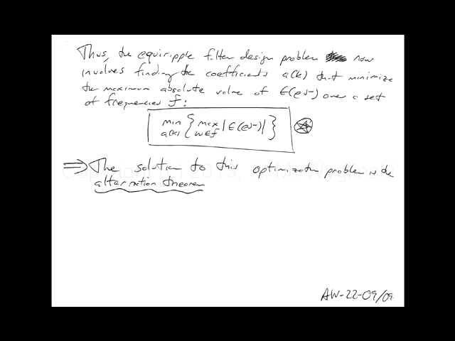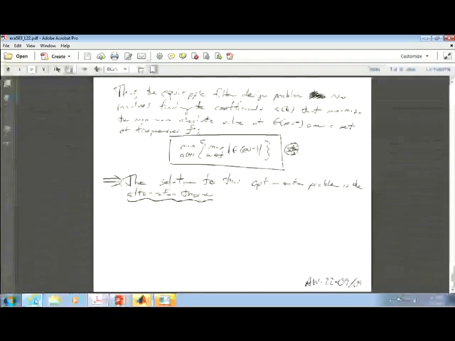So what we're going to look at in lecture 23 is the algorithms for accomplishing this, and that's Parks-McClellan. So that concludes lecture 22.